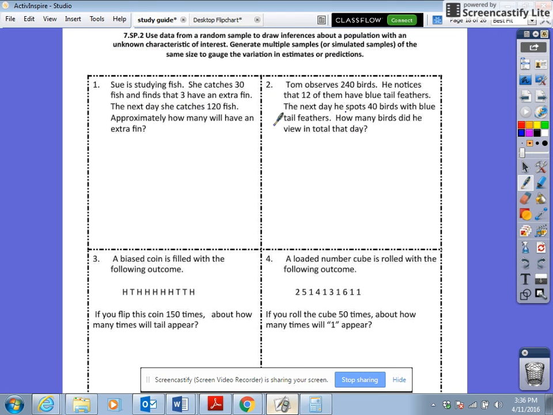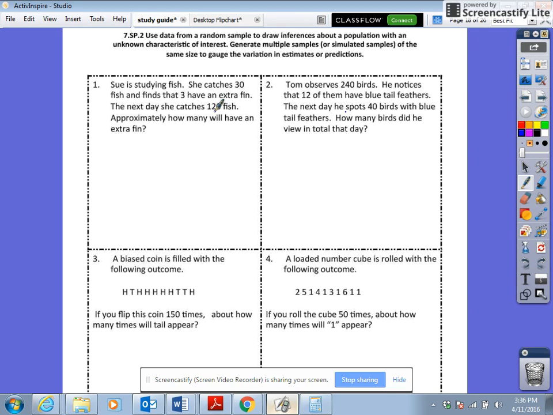All right, so now we're going to be really working on probability. So number one, Sue is studying fish. She catches 30 fish and finds that 3 have an extra fin. So maybe they live near a sewage plant or something, I don't know. The next day she catches 120 fish. Approximately how many will have an extra fin?